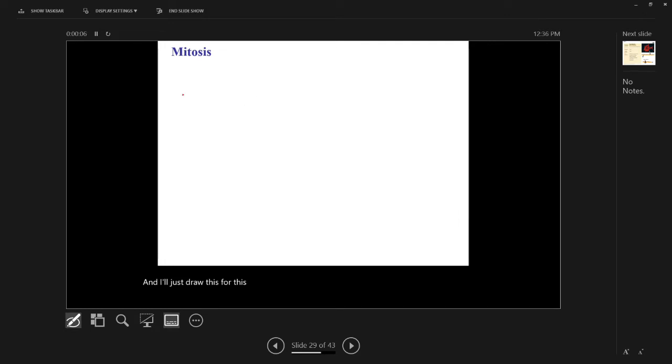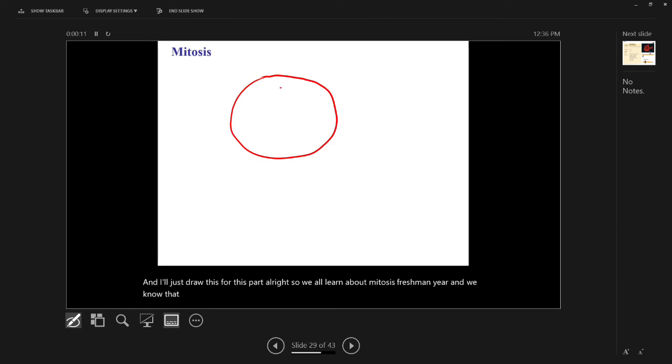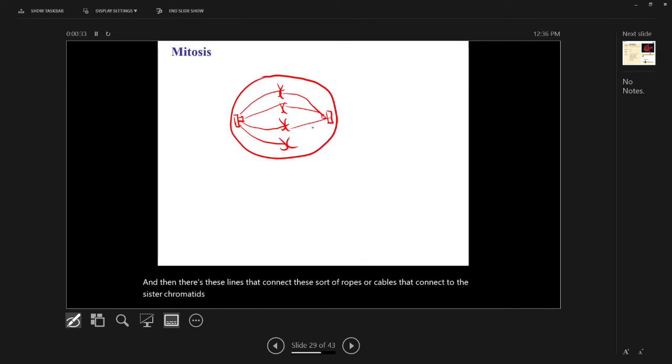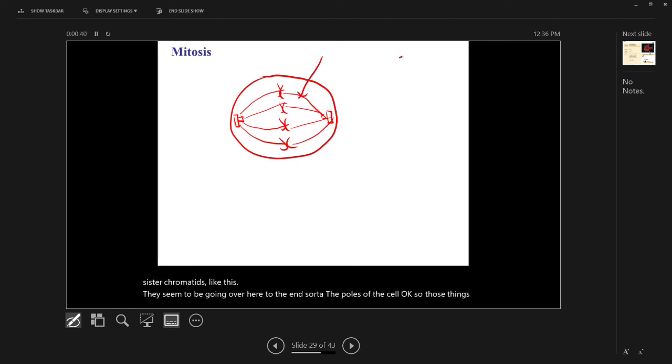All right, so we all learned about mitosis freshman year, and we know that at metaphase of mitosis, I'm just going to draw at metaphase, I'm going to skip all the rest, all those chromosomes are lined up in the middle of the cell. We got our centrioles over here doing whatever it is that centrioles do. There's a pair of them at each side. And then there are these sort of ropes or cables that connect to the sister chromatids like this. They seem to be going over here to the ends or to the poles of the cell. Okay, so those things are called spindle fibers.